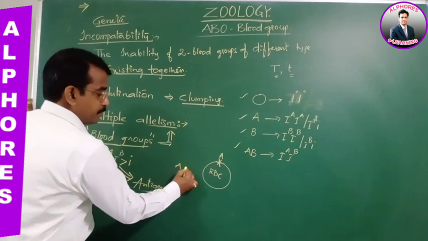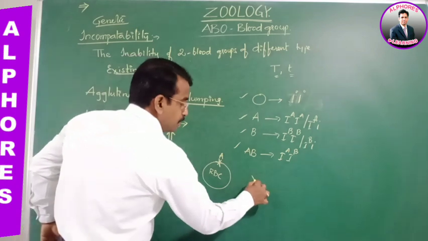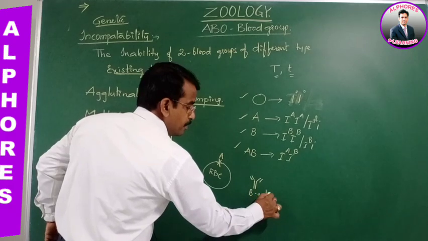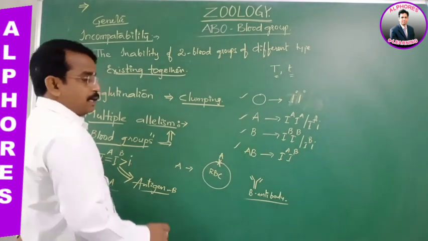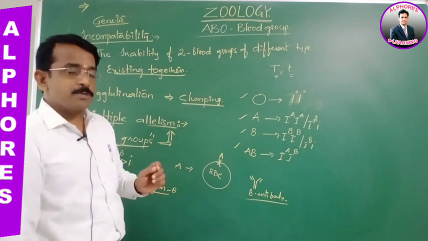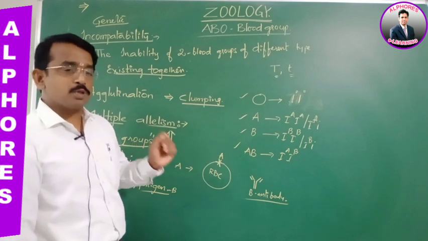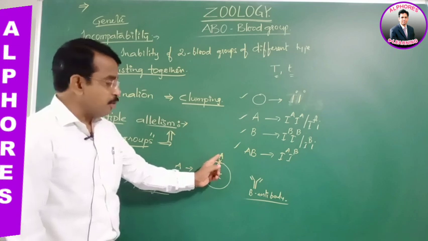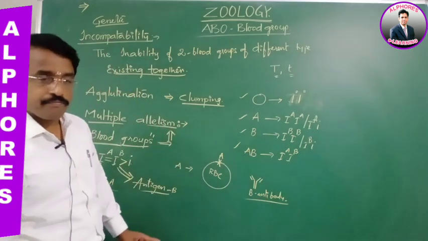A blood group carries A antigen on its RBC and B antibody in its blood plasma. We have already discussed that in the ABO blood grouping system, a blood group is determined by the antigen that it possesses on the plasma membrane of the RBC. So A blood group has A antigen on its RBC plasma membrane and B antibody in its blood plasma.